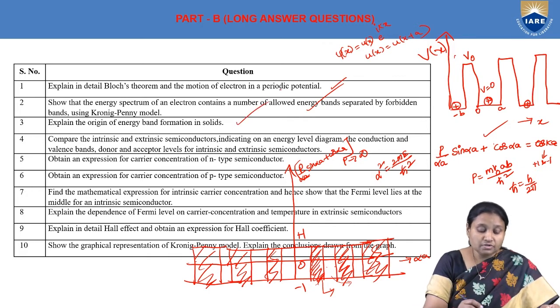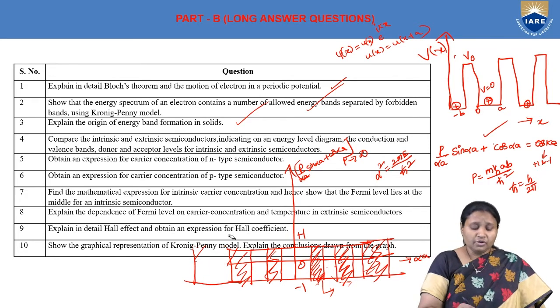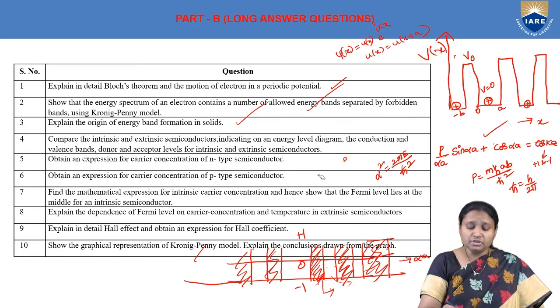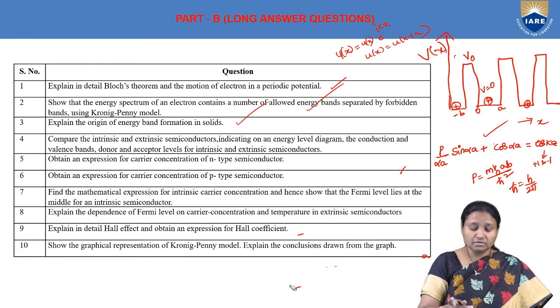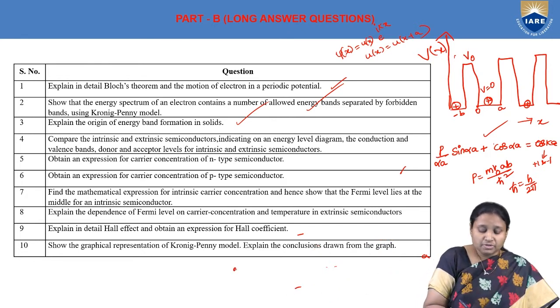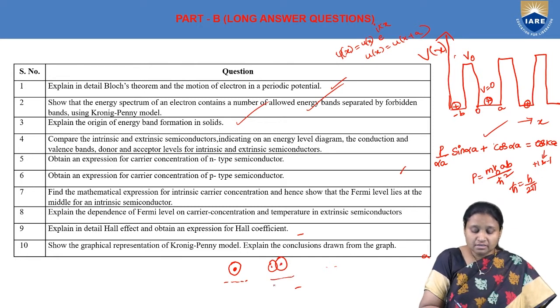Now explain the origin of energy band formation. When we talk about the origin of energy band formation, suppose we are able to isolate an atom; then we are going to have discrete energy levels. If I take a single atom, it will have only one energy level, whereas if I take two atoms together, splitting of energy levels will take place and you are going to have two energy levels.